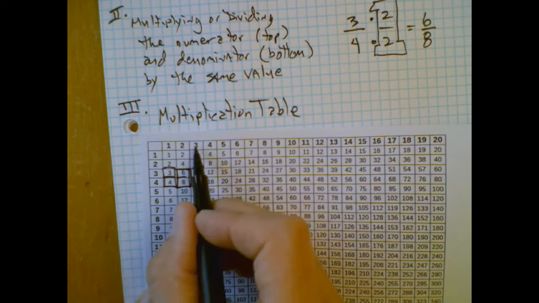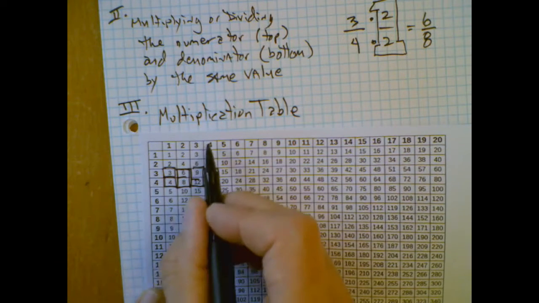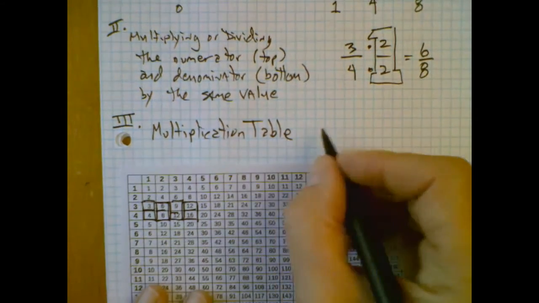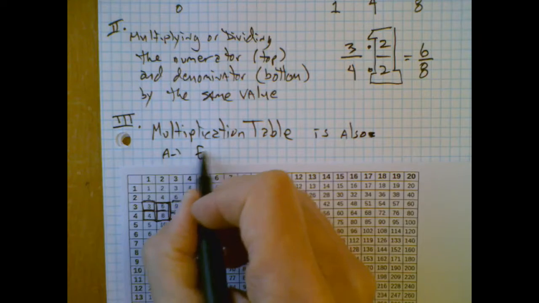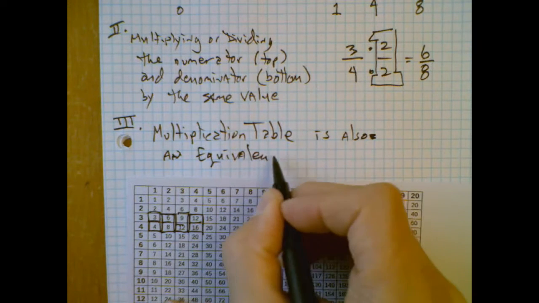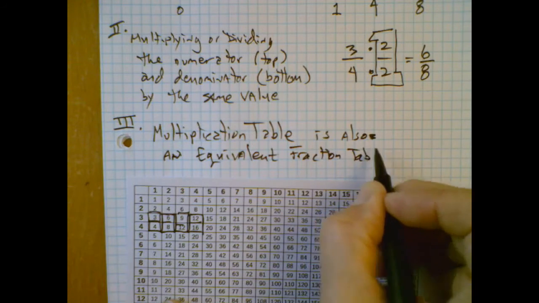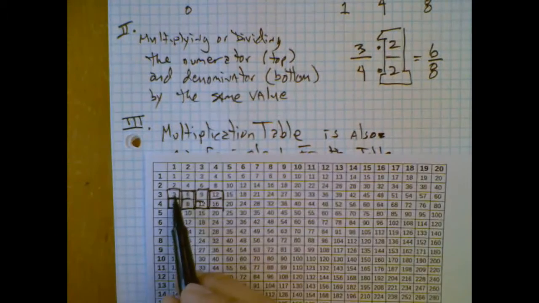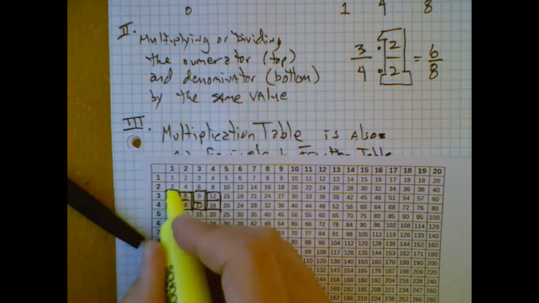And it works like that all the way across the multiplication table. Multiply 3 times 3, we get 9. 4 times 3, we get 12. If we multiply 3 times 4, we get 12. If we multiply 4 times 4, we get 16. So the entire multiplication table is also an equivalent fractions table. So just as we multiplied top and bottom by 2, we did the same thing here. So 3/4 is equal to 6/8.